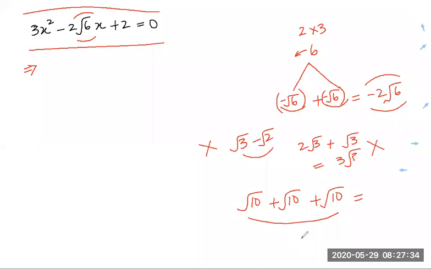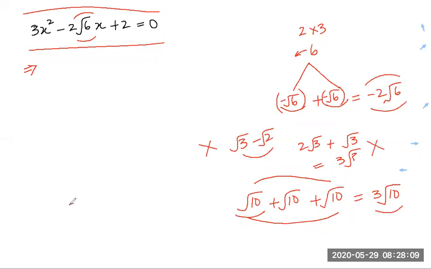So, 3 under root 10. Can we add these three? Yes, sir. This is 3 under root 10. Beautiful. How do you get it? You just imagine under root 10 is a cat. 1 cat, 2 cat, 3 cat. And the cat you had imagined as under root 10. Beautiful. That's great.